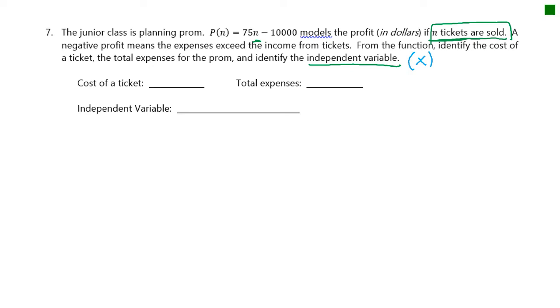All right, so the cost of a ticket. Well, N means the tickets being sold. N is next to 75, so 75 has to be the cost of a ticket. The total expenses has to be the 10,000. And the independent variable, what is the independent variable? The number of tickets being sold.